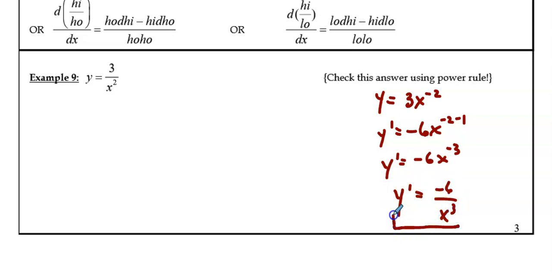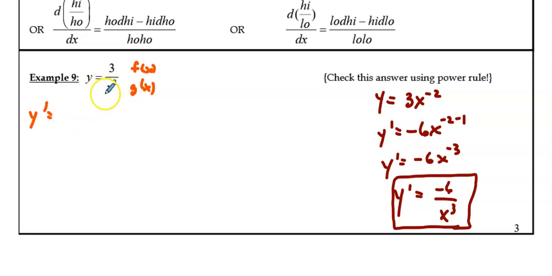So this is the answer that we will get when we implement the quotient rule to this problem. And this is actually not hard because one of our functions is actually a constant. So if I want to do the question here, I'm going to call 3 our f of x, and I'm going to call x squared g of x. And we want to find the derivative of y.